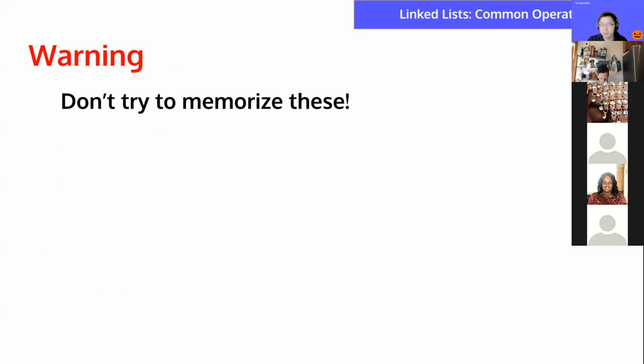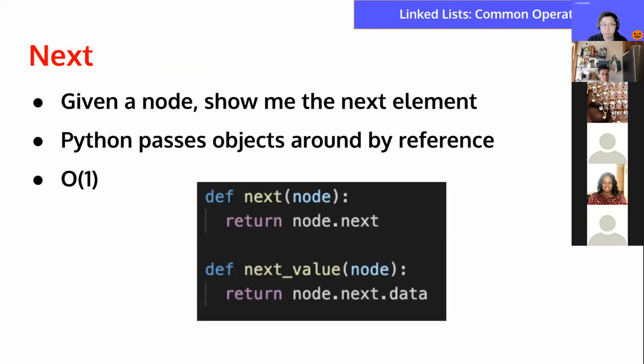Just a heads up, don't try to memorize these right now, but it would be nice to go over them in your free time to get these details brushed up. First, let's start with the next operation. What this does is, given a node, show me the next element. In Python, the language passes the object around by reference, so it's as easy as passing in a node element and calling the dot next attribute.